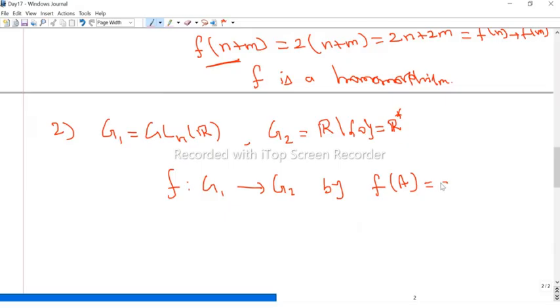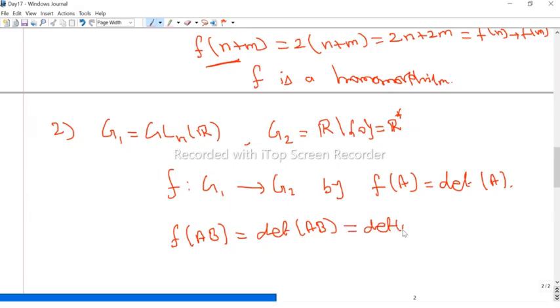I am going to define the determinant of the matrix, because the determinant is a real number. Okay. Now we have to check whether this function is a homomorphism or not. If we take any two matrices, we have to find f of AB. By the definition, f of AB is nothing but the determinant of AB. By the properties of determinant, this is equal to determinant of A times determinant of B.